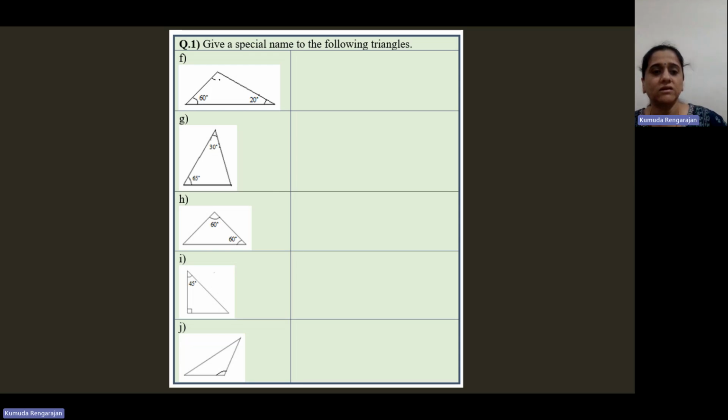What's the measure of this angle? This is 60 degrees. This is 20 degrees. What's the measure of this angle? 80 degrees. Is it 80? How is it 80?